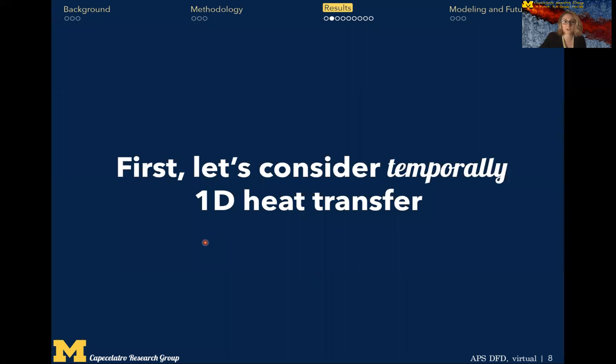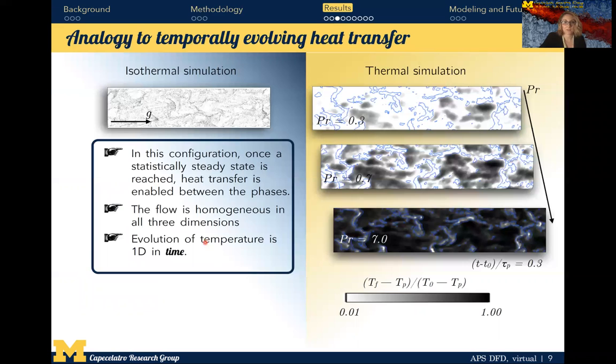But first, let's consider a temporally 1D heat transfer problem. So here we have our isothermal simulation, but once this reaches a statistically steady state, rather than injecting the fluid and the particles into a thermal domain to evolve spatially, heat transfer is enabled between the phases, and then over time, it reaches a thermally steady state. So here the flow is homogeneous in all 3 directions, and the evolution of temperature is 1D in time rather than in space.